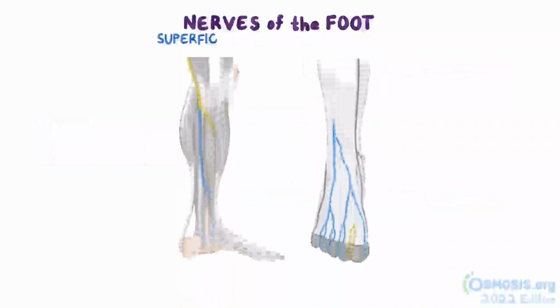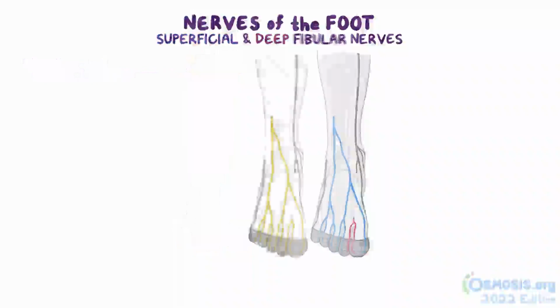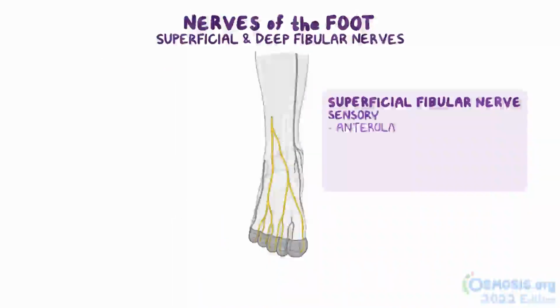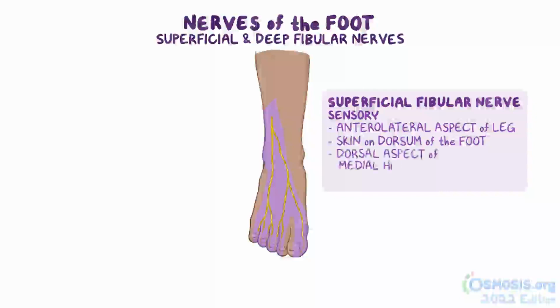Next, we have the superficial and deep fibular nerves, both branches of the common fibular nerve. When it comes to the superficial fibular nerve, it supplies sensory information to the skin on the anterolateral aspect of the leg, and its branches continue across the ankle to supply most of the skin on the dorsum of the foot. Its terminal branches supply the skin of the dorsal aspect of the medial half of the great toe and that of the lateral 3.5 digits.